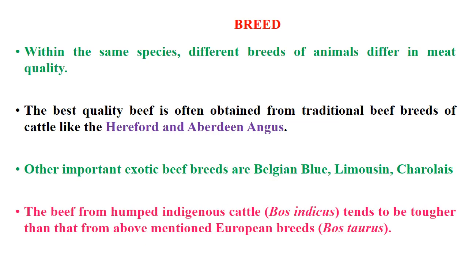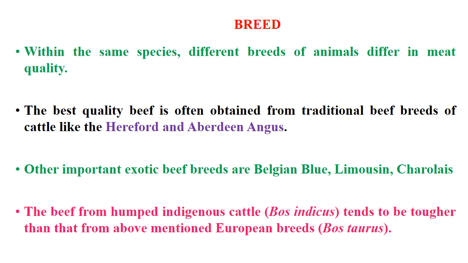Now about the breed. Like species, breed has an effect on meat quality. Within the same species, different breeds of animals differ in meat quality. The best quality beef is often obtained from traditional beef breeds of cattle like Hereford and Aberdeen Angus. Other important exotic beef breeds are Belgian Blue, Limousin and Charolais. These are all exotic breeds specifically for meat, and so they are the beef breeds.